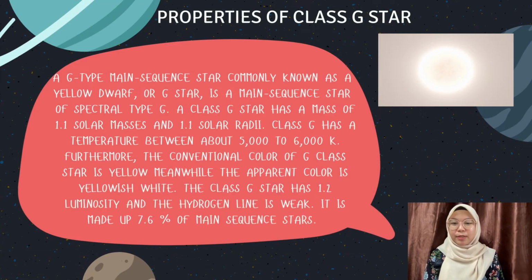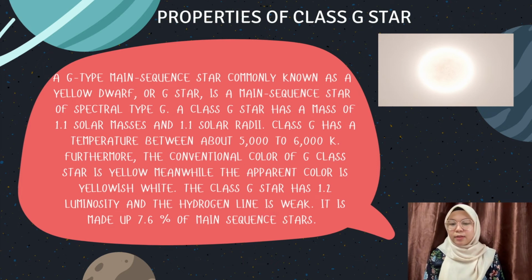Now, I will share about the properties of class G stars. A G-type main sequence star, commonly known as a yellow dwarf or G star, is a main sequence star of spectral type G. A class G star has a mass of 1.1 solar masses and 1.1 solar radii. Class G has a temperature between about 5,000 to 6,000 Kelvin. Furthermore, the conventional color of a G-class star is yellow, meanwhile the apparent color is yellowish white. The class G star has 1.1 luminosity and the hydrogen line is weak.